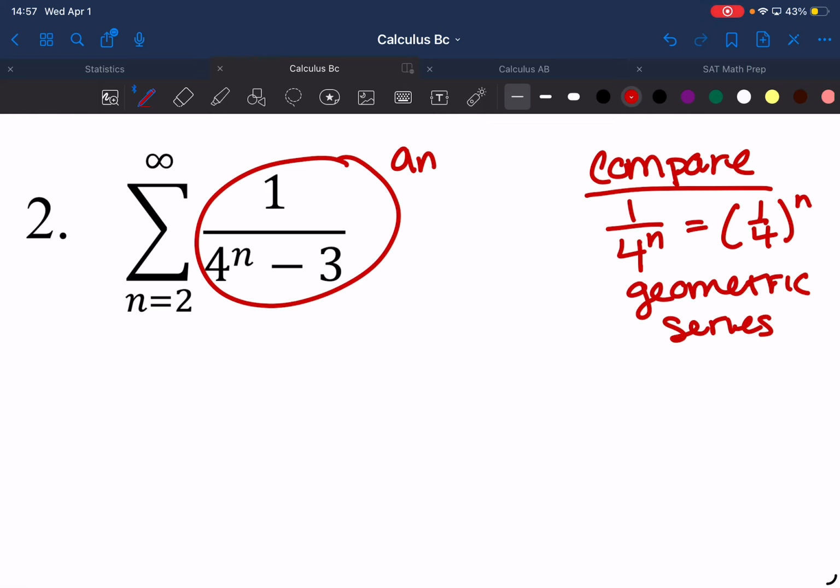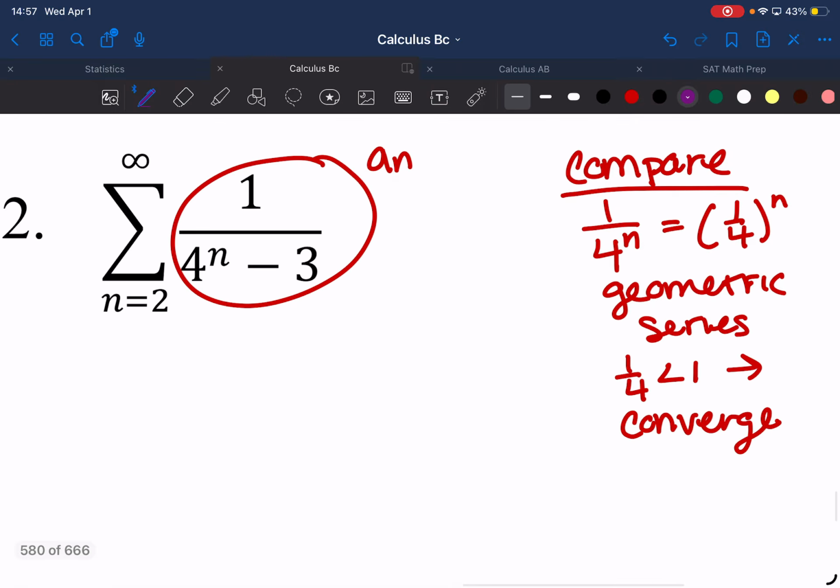We know that for a geometric series the absolute value of r, which is the common ratio, has to be less than 1. So 1/4 is less than 1. This tells us that this series is going to what? Converge. So now, because this is our b sub n, and this is a sub n, we need to see which of these is smaller. A sub n or b sub n? Okay, a sub n.